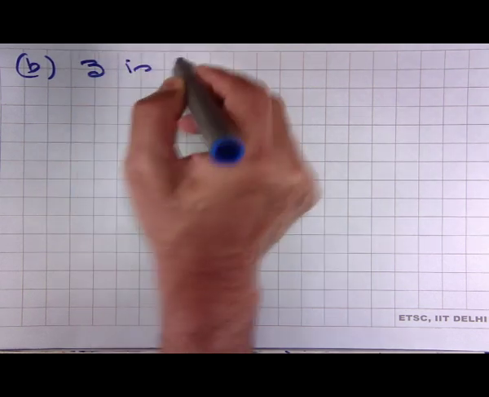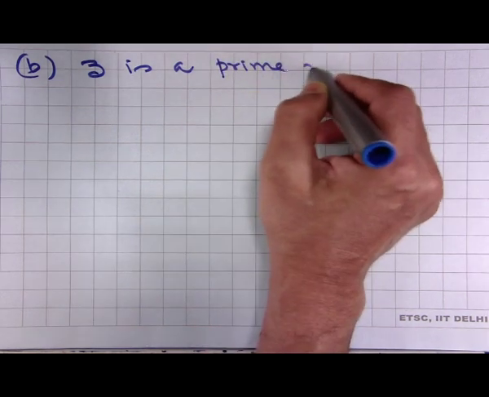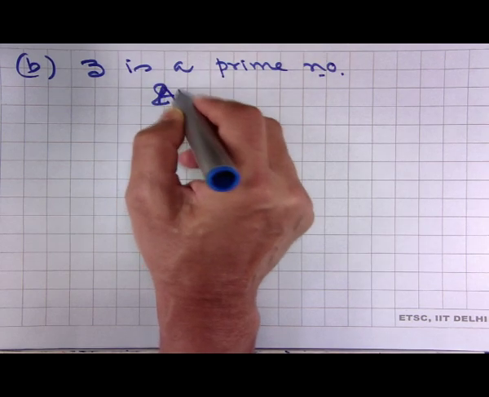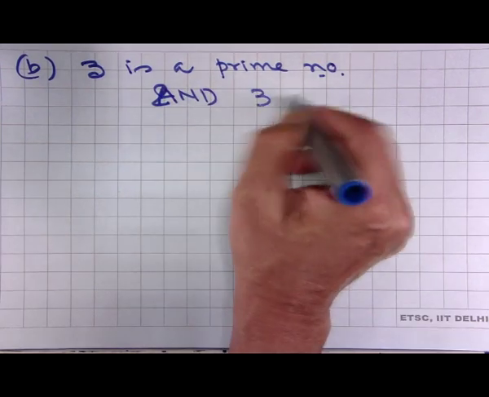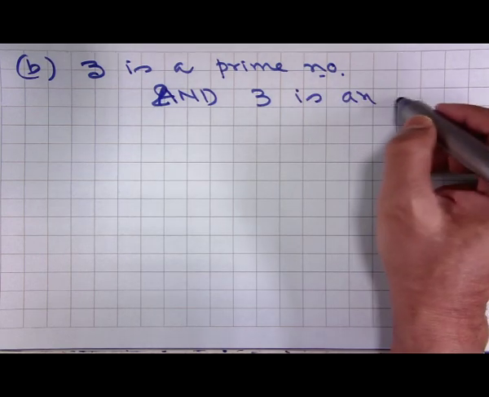Case B, 3 is a prime number and 3 is an even number.